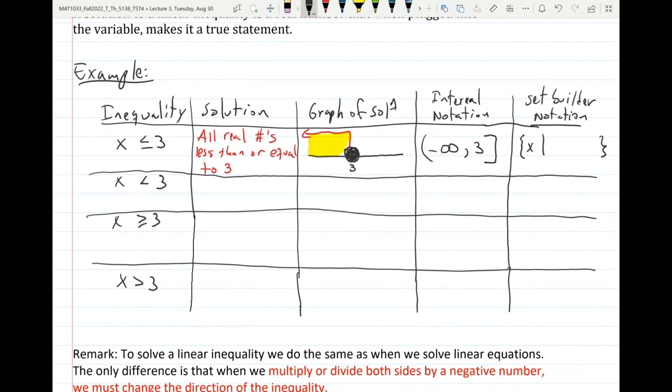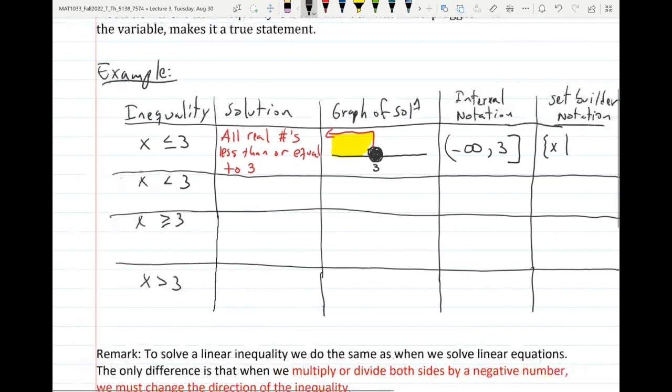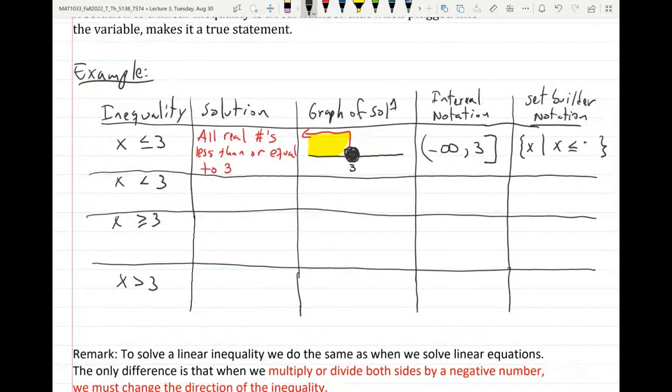Such that, and then you're going to put here the condition. What does it mean to be in this set? And the condition is exactly that inequality. So set-builder notation is basically just repeat the inequality, but you put it inside a set with this notation. So the way you read this is all real numbers X such that X is less than or equal to 3. Okay? That's the way you would read this.